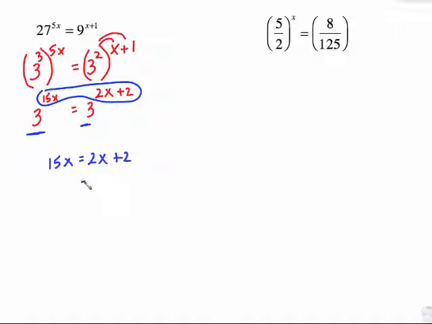Subtract 2x from both sides, and we have 13x equals 2. Divide both sides by 13, and x is 2/13. Obviously, you're not going to solve this one on your own by hand, but this is one that you could use the calculator to check.